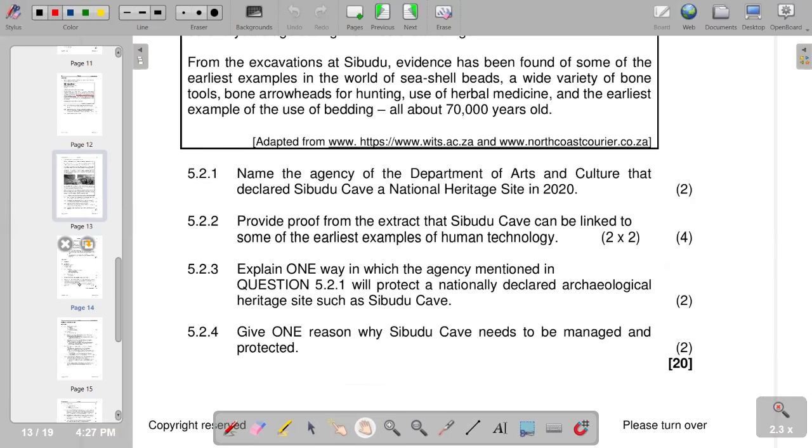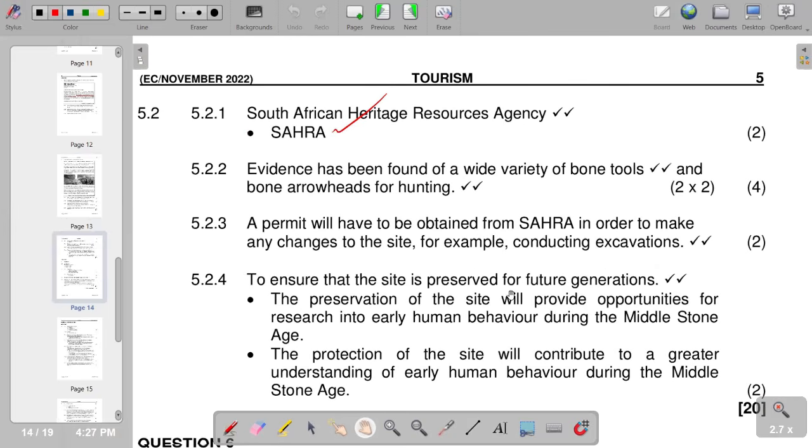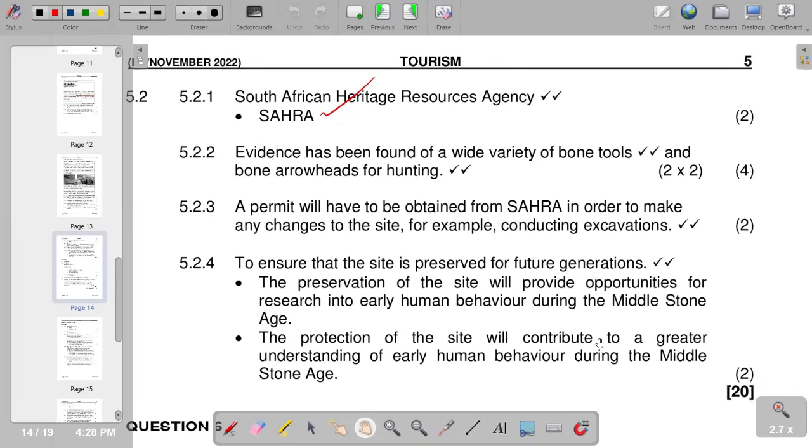On the last part of our question 5, give one reason why Sibudu Cave needs to be managed and protected. To ensure that the site is preserved for future generations. The preservation of the site will provide opportunities for research into early human behavior during the Middle Stone Age. The protection of the site will contribute to a greater understanding of early human behavior during the Middle Stone Age. So these are the responses that we have on question 5. Of course, we move on to the next question, which is now going to be our question 6.